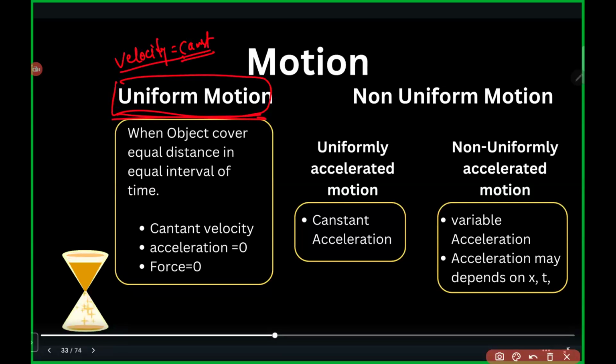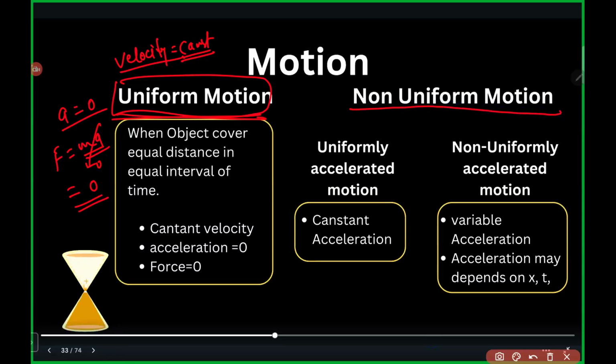Uniform means acceleration is zero because velocity is not changing. So we can say, if acceleration is zero, force equals mass into acceleration, so net force applied on the object is also zero. Similarly, when we talk about non-uniform motion, it's a simple meaning, ना, velocity is not going to be constant.